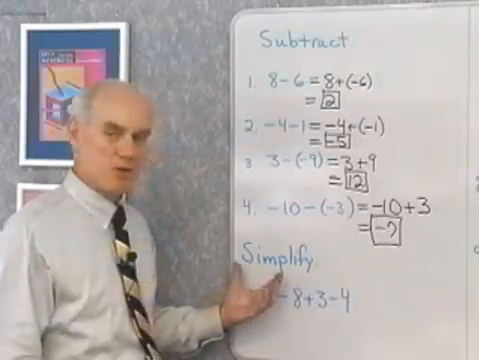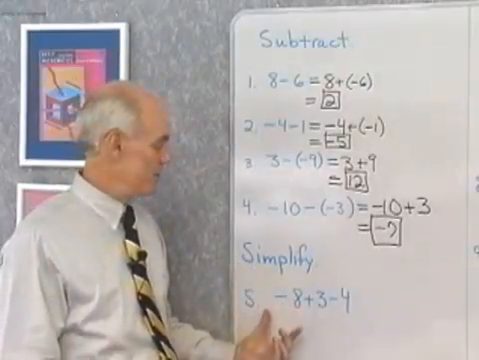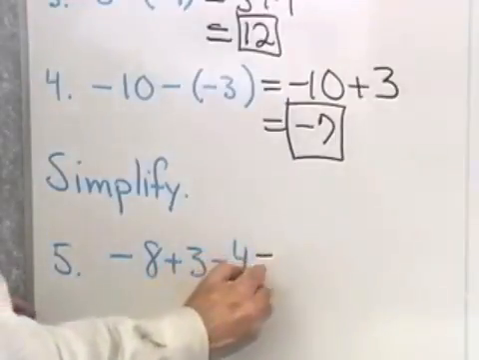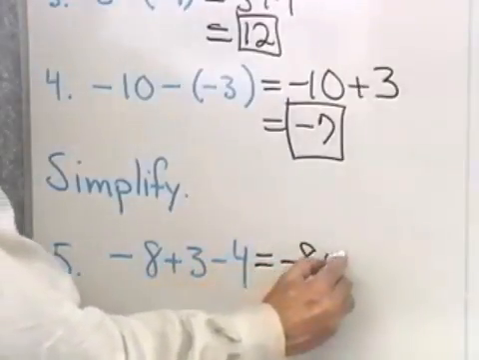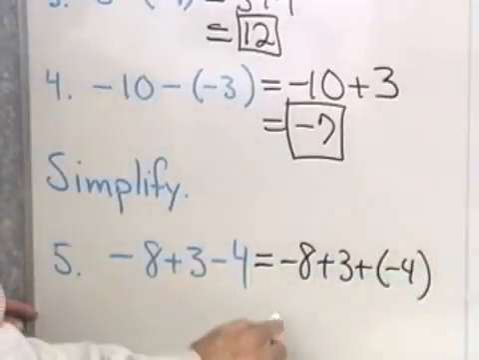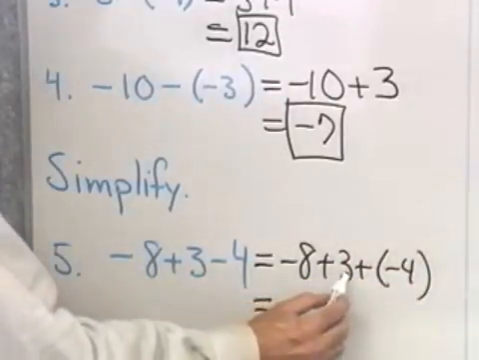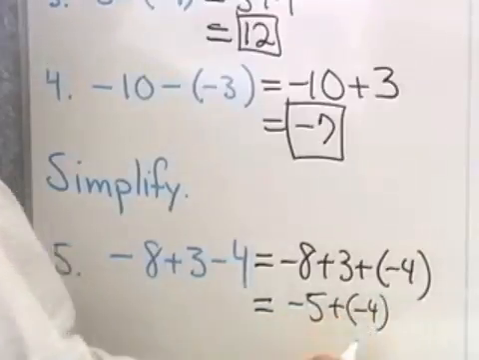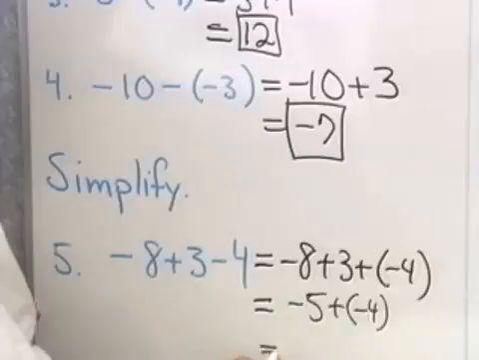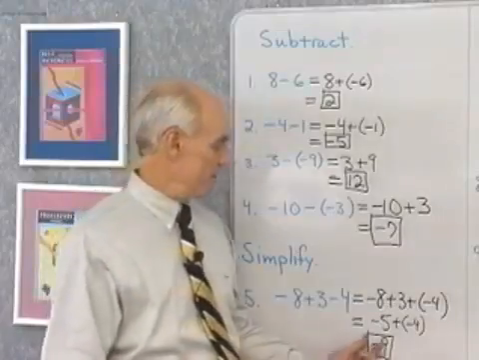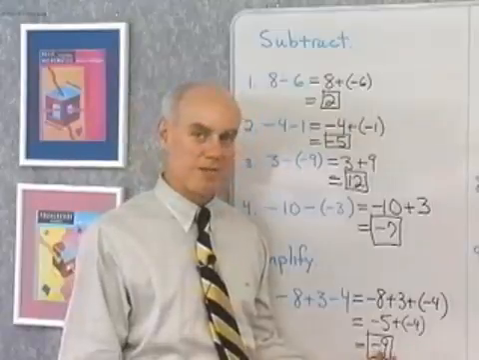Now the next problem I want to do is a simplify kind of problem, so let's look at it. I have negative 8 plus 3 subtract 4. I'm going to write this as negative 8 plus 3 plus negative 4. Just to write it all in terms of addition. Now, negative 8 plus 3 is negative 5 plus negative 4. Negative 5 plus negative 4 comes out to be negative 9.